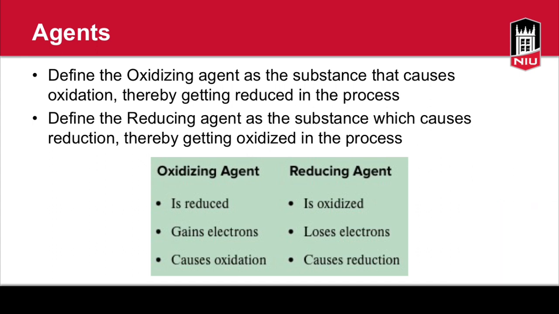So in our previous example, Mg plus Cl2 goes to MgCl2. Magnesium got oxidized. Therefore, it is the reducing agent. Chlorine got reduced. Therefore, it is the oxidizing agent.